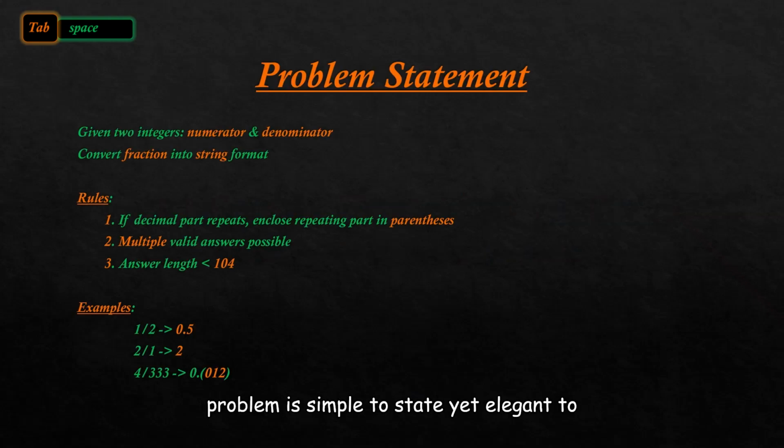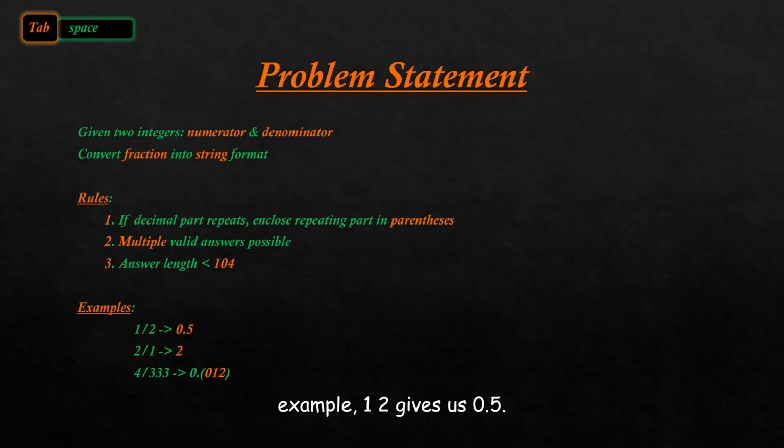The problem is simple to state yet elegant to solve. We are given two integers, numerator and denominator. We need to represent their division in decimal form, not just for terminating decimals but also for repeated ones. If the decimal part repeats, we must identify the cycle and enclose it inside parentheses.